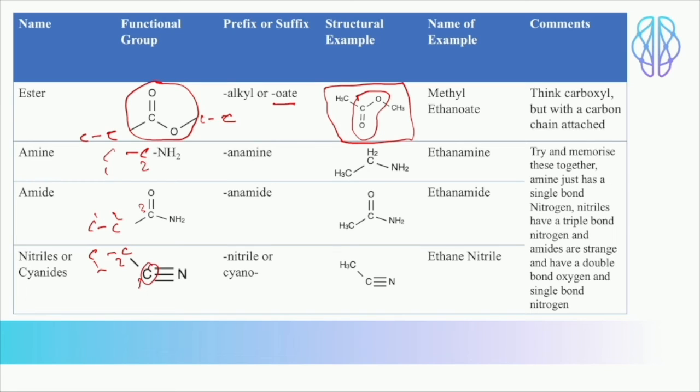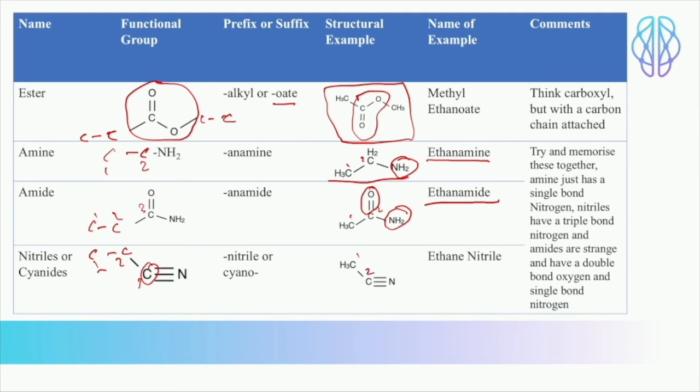And just remember these suffixes. Amines, "-amine"; amides, "-amide"; nitrile, just "-nitrile". So this obviously would be an example of 1, 2. This is an amine group, so ethanamine. 1, 2, eth, double bond oxygen, NH2, so that's an amide functional group, and it has 2 carbons, so that's ethanamide.